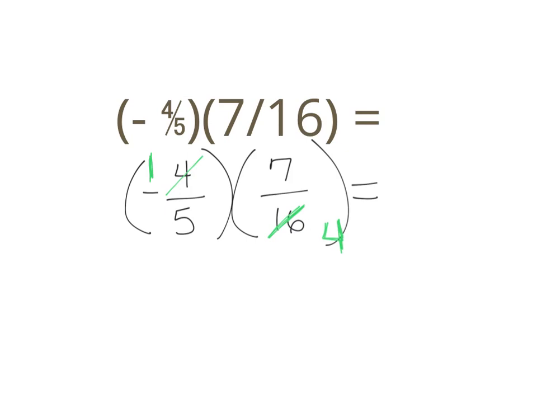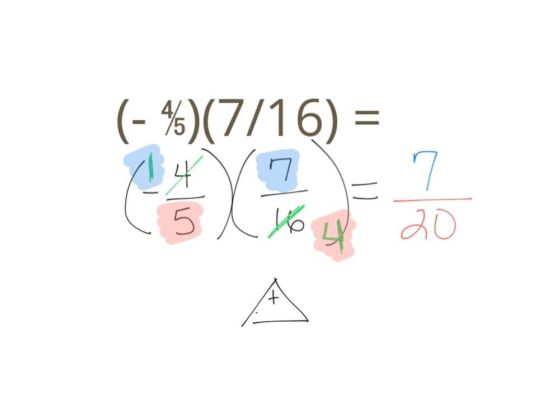Okay, so now we're ready. Top times top gets 7. Bottom times bottom, 20. Last thing is our little calculator. I have a negative times a positive, so my answer is going to be negative. So I have negative 7/20.